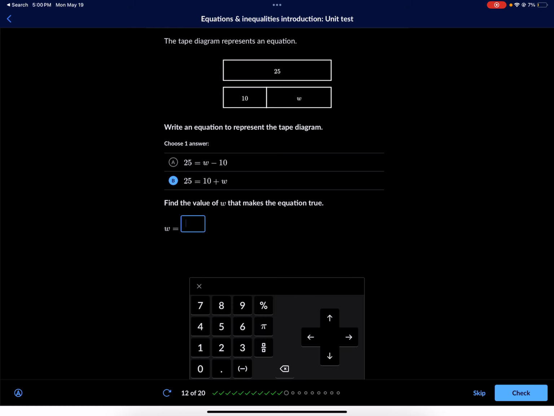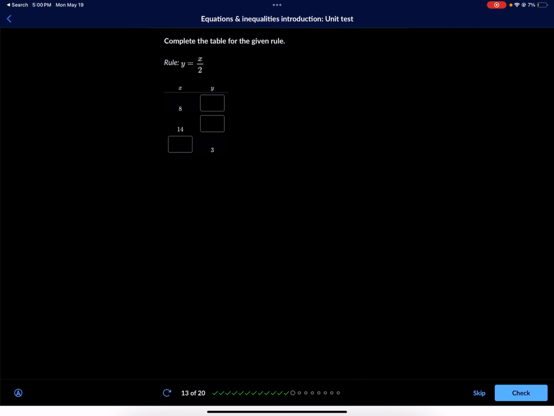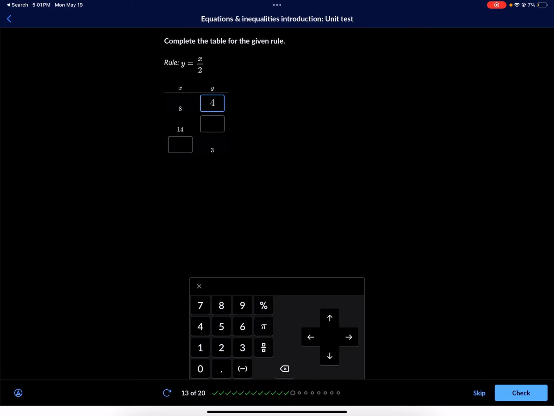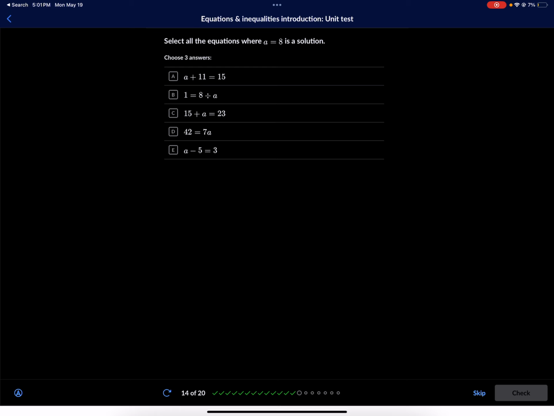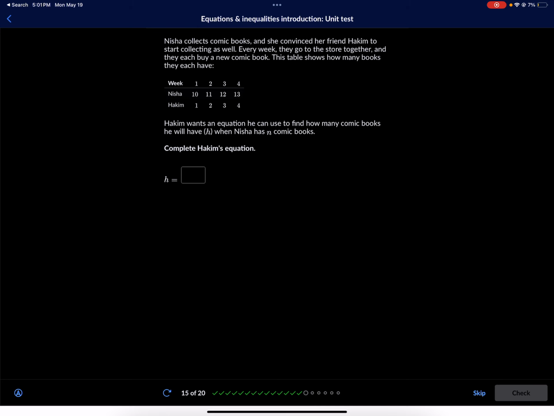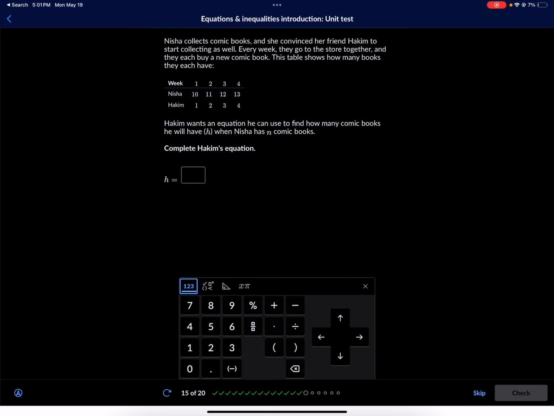The answer is B, and the answer is 15. If you got that right, good job. The answer is 4, 7, and 6. If you got that right, good job. The answer is B, C, E. If you got that right, good job. The answer is n minus 9. If you got that right, good job.